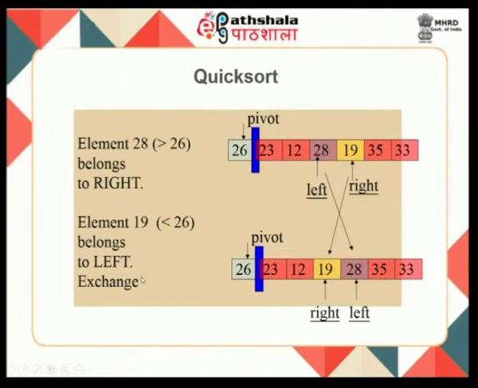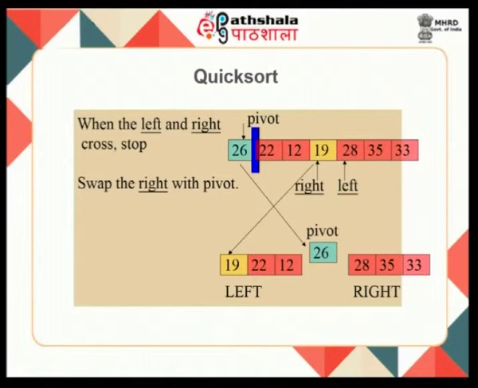So, again we are exchanging and we are getting a scenario like this. When we keep on doing this, we encounter a scenario where the left and right cross. That means now we do not have any provisions to go further. Whenever we have such a situation, we simply swap the right with the pivot element.